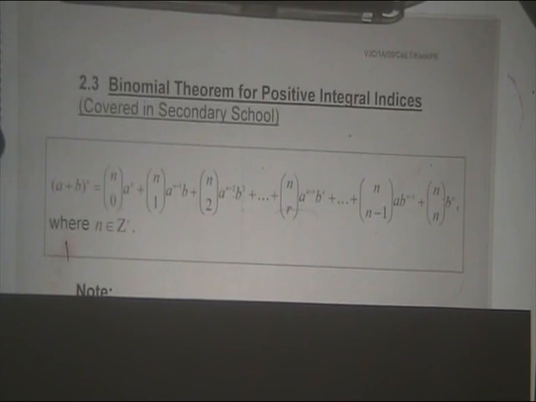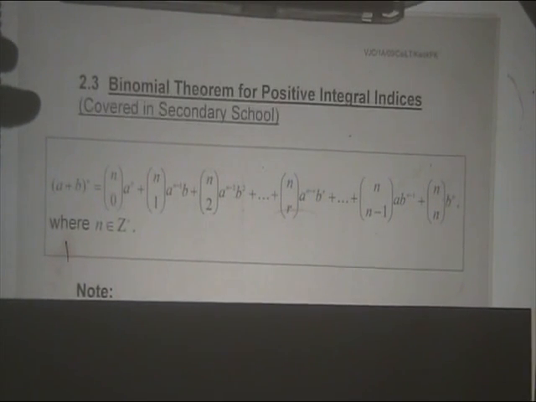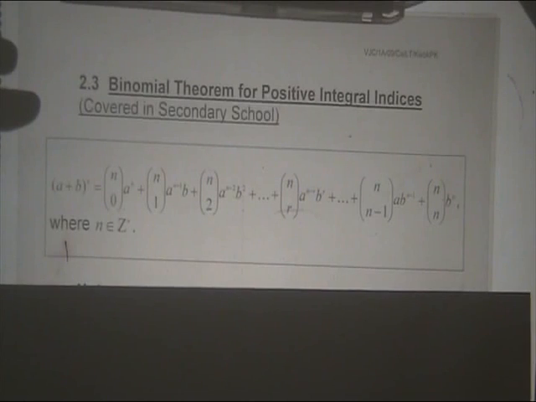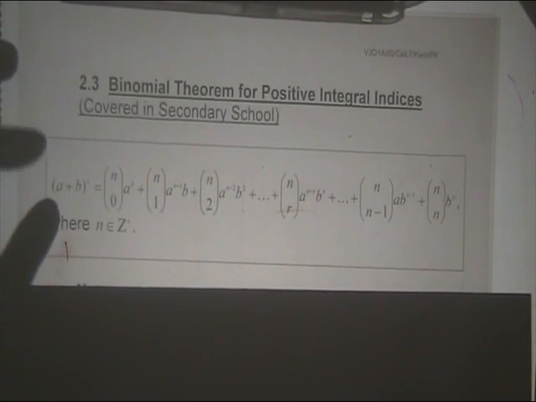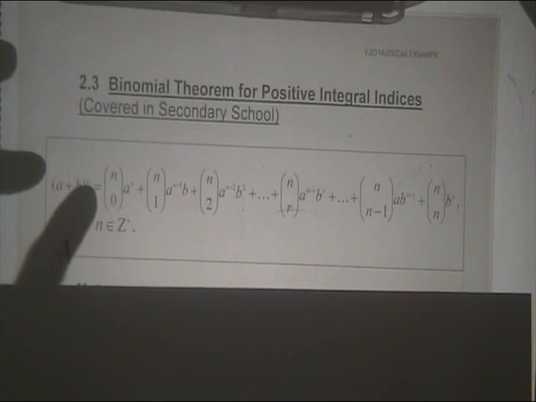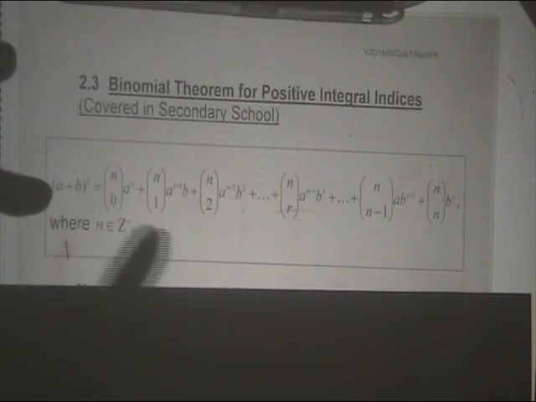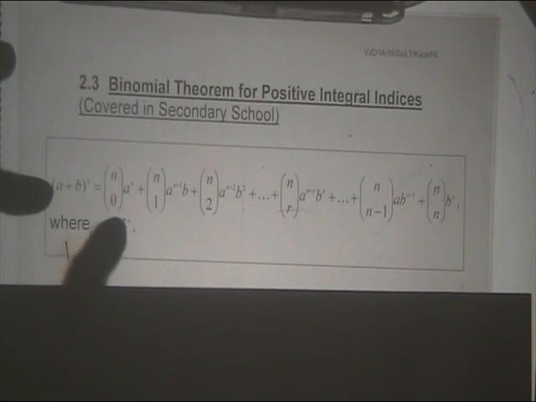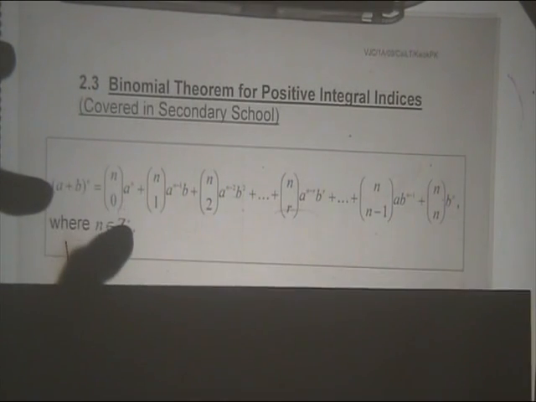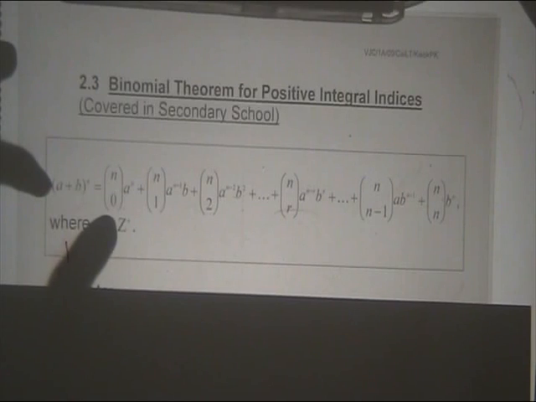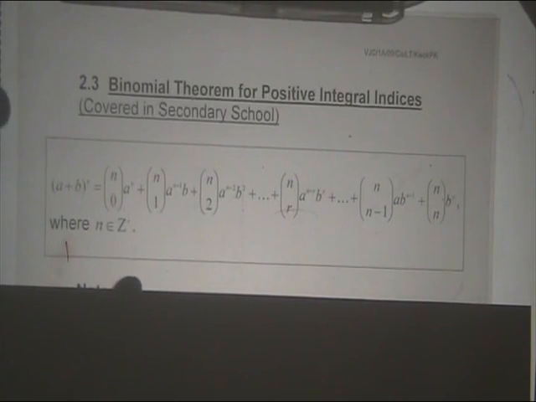Now the first part will be a revision from your secondary school work for the binomial theorem for positive integral indices. If you look at the formula, this is (a + b) to the power of n. I'm sure in your secondary school you have seen this before. The only difference is probably in the use of notation. Instead of writing n choose 0, we write this bracket where we have n on top and 0 below. Same for n choose 1. So this is just a change in notation.